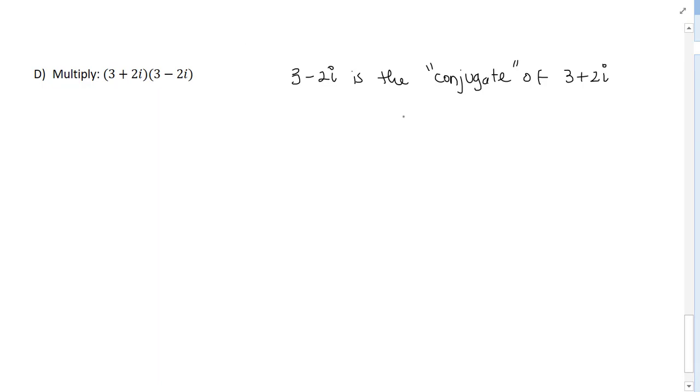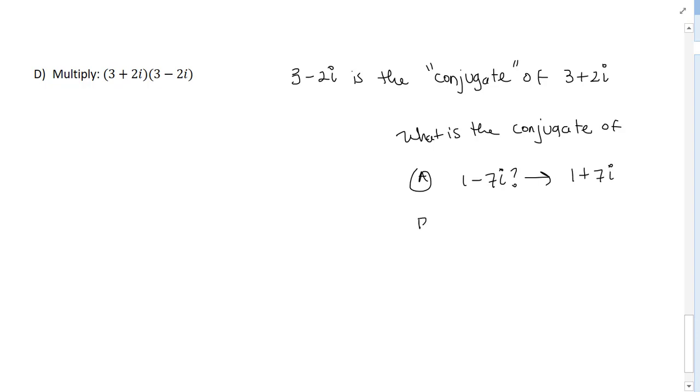I can say 3 plus 2i is the conjugate of 3 minus 2i, and so on. So you may have some questions. What is the conjugate of something? If I ask you what is the conjugate of, say, 1 minus 7i, the conjugate of that will be 1 plus 7i. What is the conjugate of negative 2 minus i?